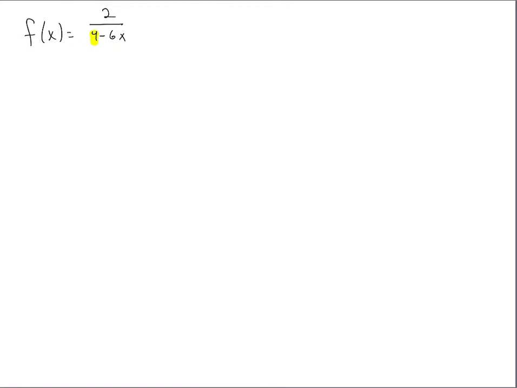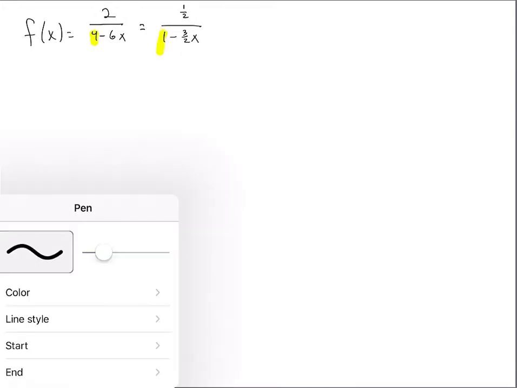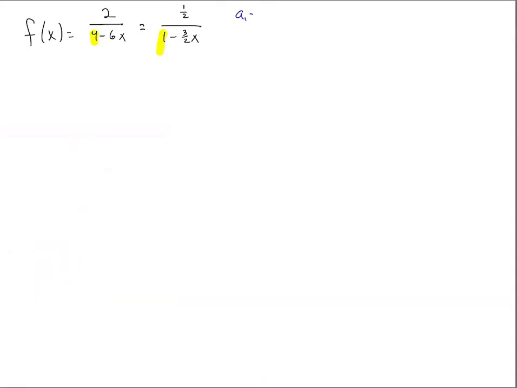I can simply rewrite this as 2 over 4. If I divide everything by 4, 2 over 4 over 1 minus 6 over 4x. And now I've got my 1. I can identify the a1 of 1/2 and the r of 3/2 x. And I can turn this into a geometric series.